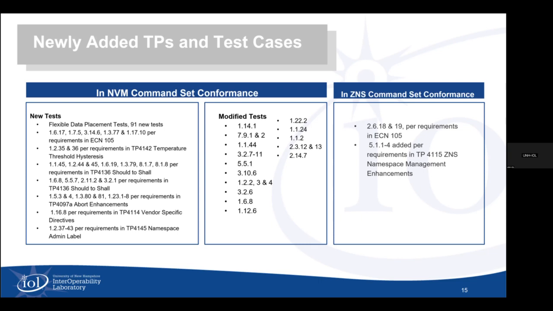For ZNS, we've added 2, 6, 18, and 19 also from ECN 105. And this is the addition of zone management receive of zone descriptor data structure, making sure that data structure is formatted correctly. We also added tests in the 5.1 group. These are ZNS namespace management enhancements. And these tests revolve around namespace management, the create command, and basically making sure that if a requested active resource or requested open resources exceeds the allocated or unallocated resources, that it works correctly.